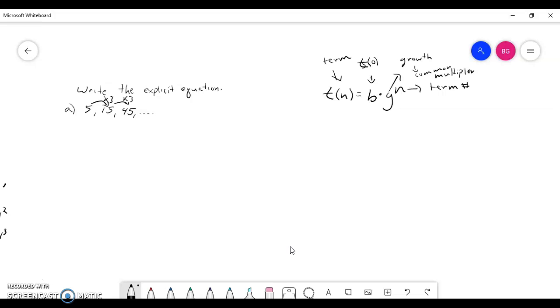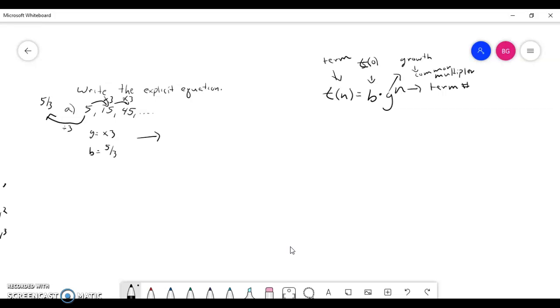I'm going to label it here. My G here is times by 3. But I need to find that B value, my starting value. Well, that's our 0 term. So remember, to get the 0 term, you need to go backwards. So instead of multiplying by 3, I'm going to divide by 3. 5 divided by 3, oh, that's an ugly decimal. So I'm going to leave that as 5/3, just 5 over 3. That's my B value here.